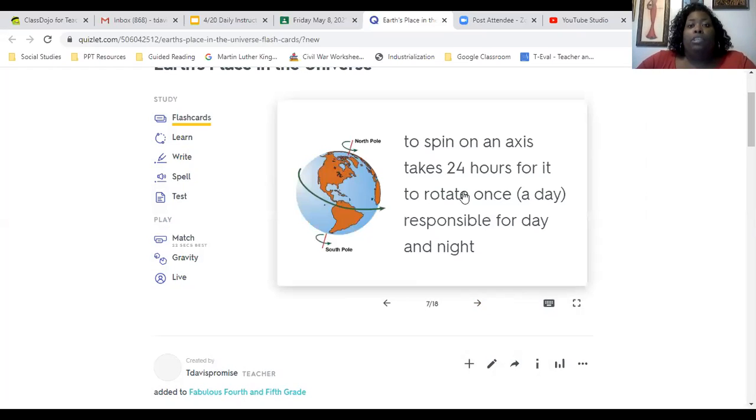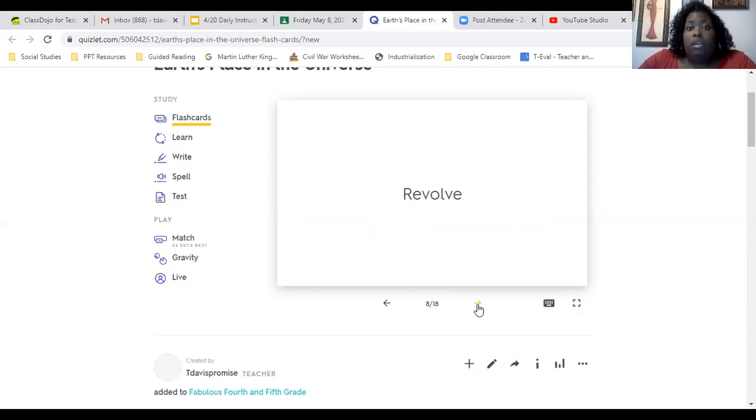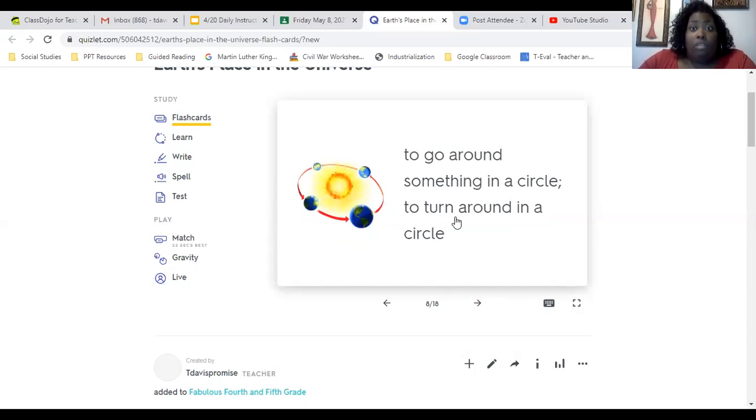Rotate. To spin on an axis. It takes 24 hours for Earth to rotate once. We talked about Earth's rotation, that's a day, and it's also responsible for day and night. The moon rotates as well. All right, and then revolve. The moon also revolves, and the Earth revolves, as you can see, along its orbital path. To revolve is to go around something in a circle.